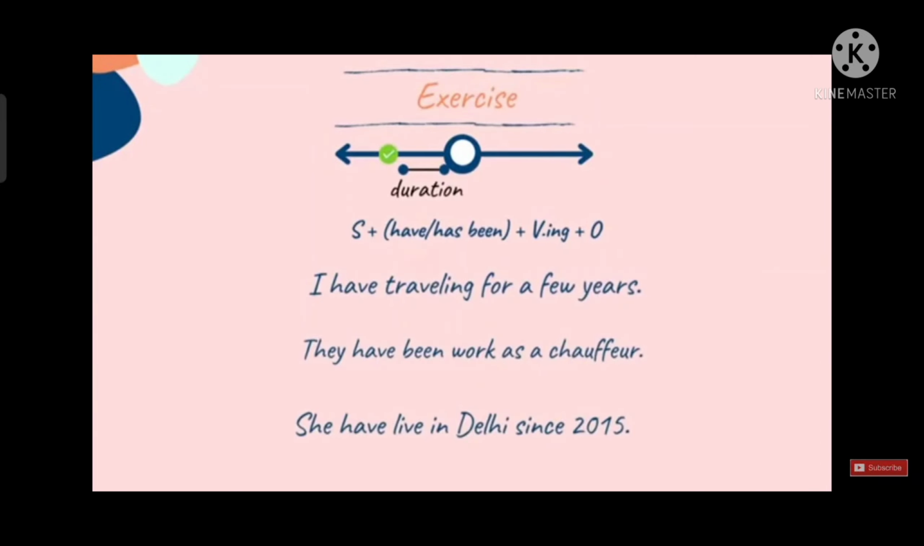Now, let me give you an exercise to validate your learning. Correct the following sentences with the structure of present perfect continuous tense. I have been traveling for a few years. They have been work as a chauffeur. She have lived in Delhi since 2015. Pause the video and write the answers in the comment. I will share the answers in a while.